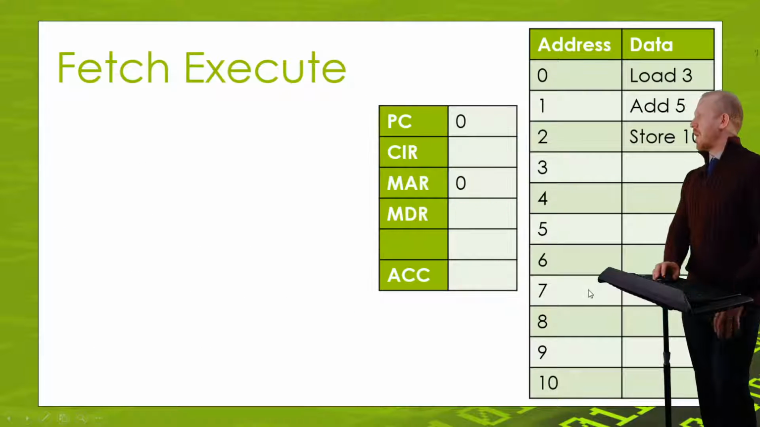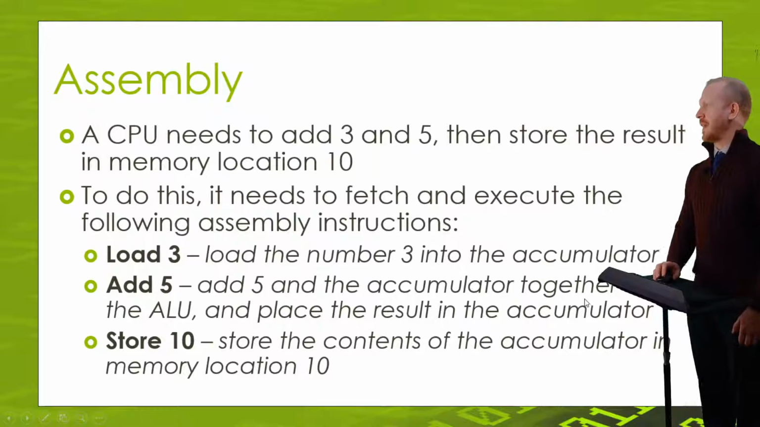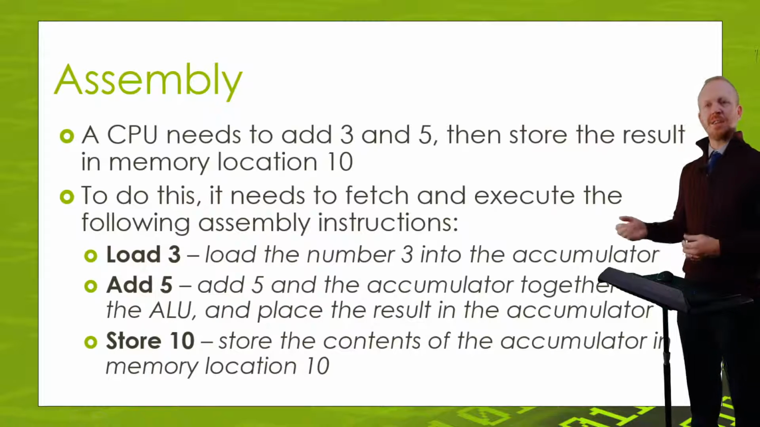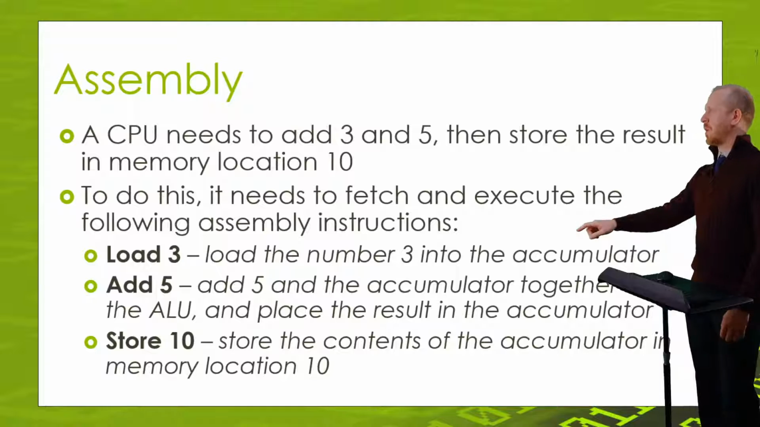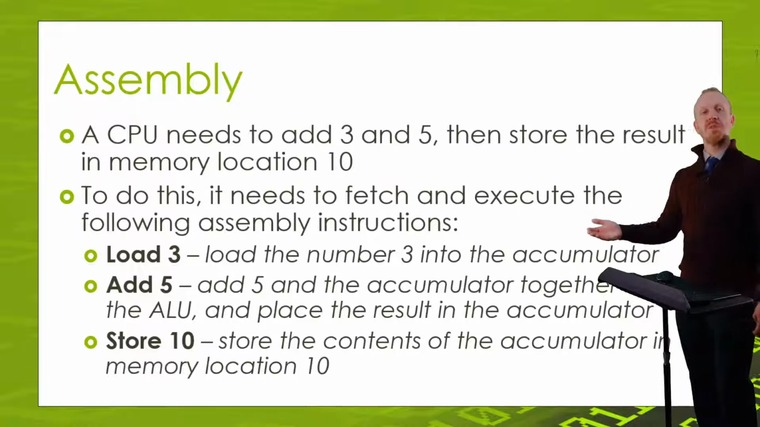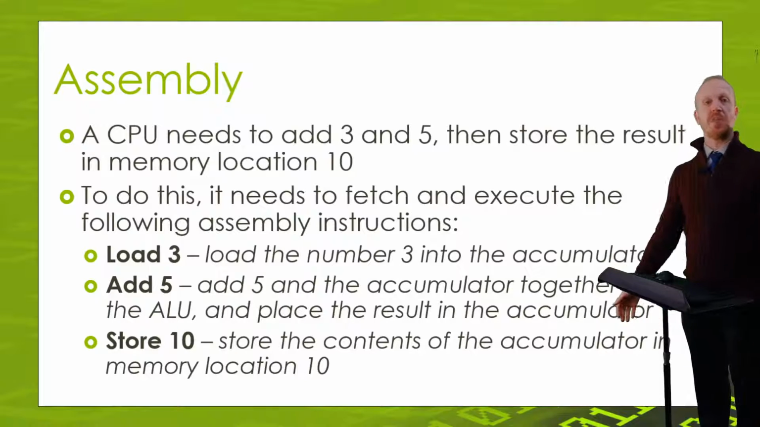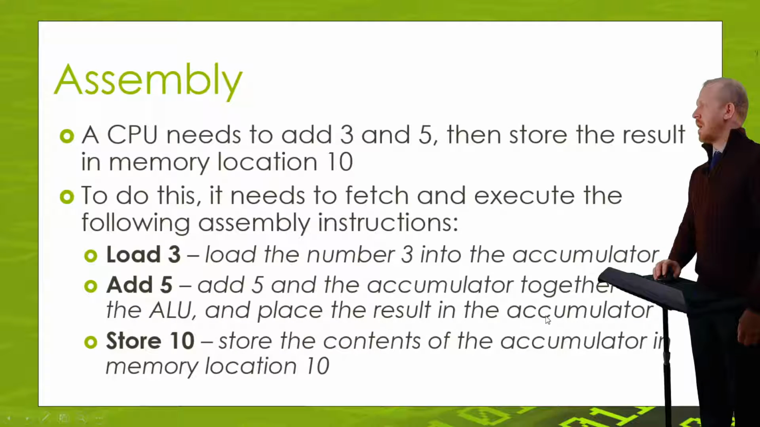So this fancy little animation explains the same thing. I'll go through this again. If we were wanting to actually run a fetch execute cycle for a very simple program like this one, this one will load 3, then add 5, then store 10. So it loads the number 3 into the accumulator, adds 5 to it, and then stores the accumulator value in memory location 10. That's all it needs to do.